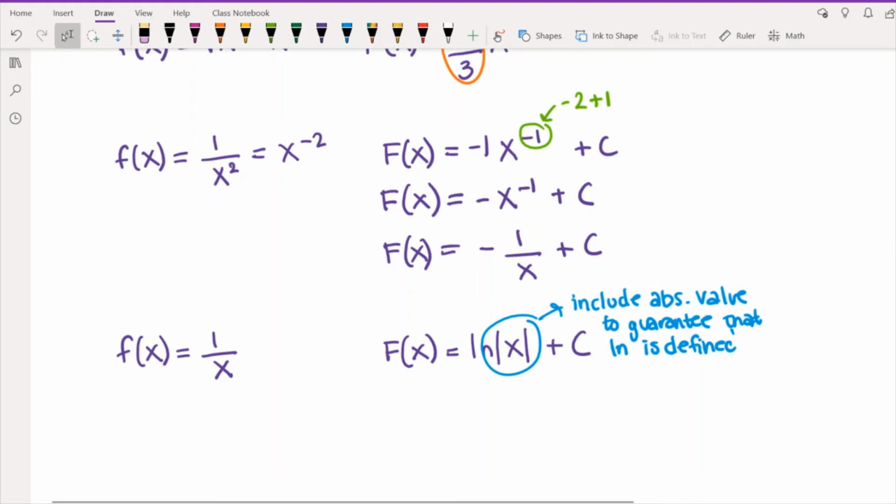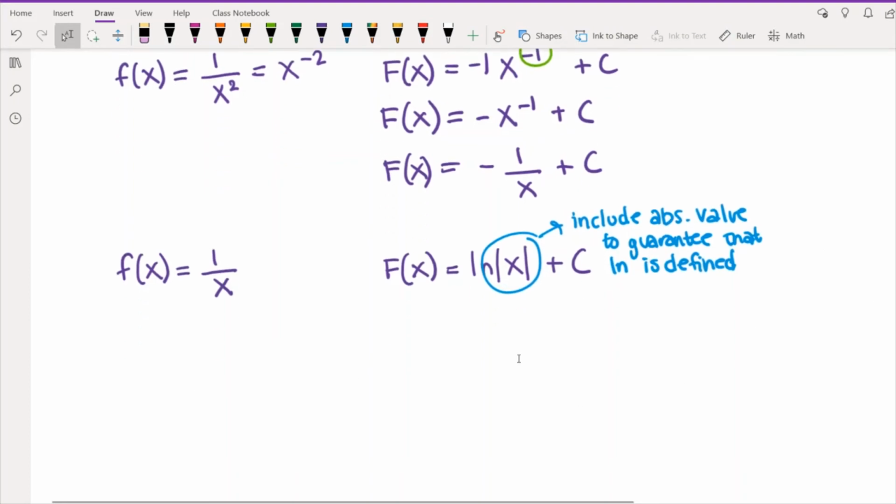Every time you're taking the antiderivative of 1 over x, your answer should not be ln of x. It should be ln of absolute value of x. So that's really important. It's something that a lot of students forget, but try not to forget it.